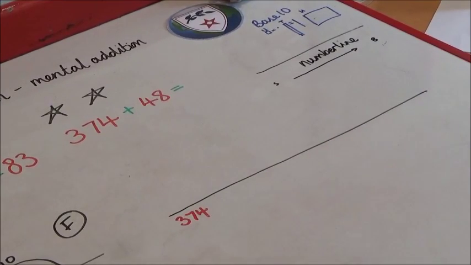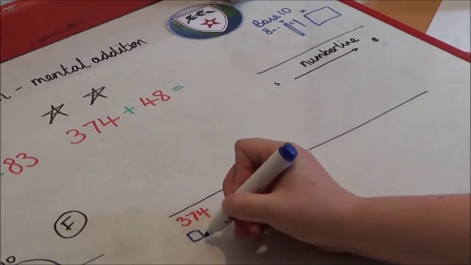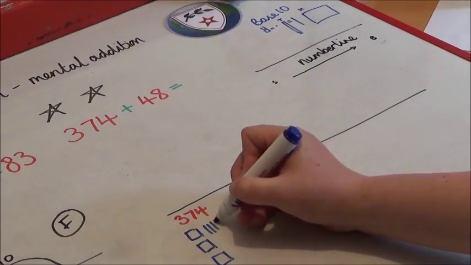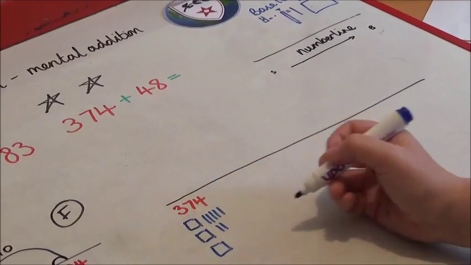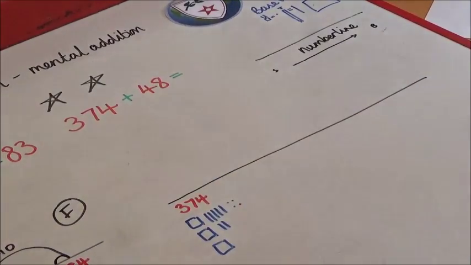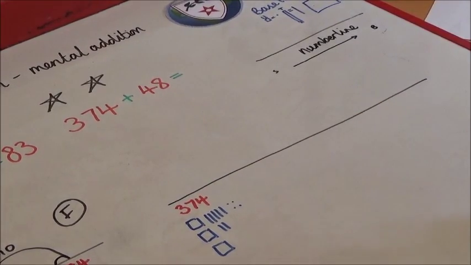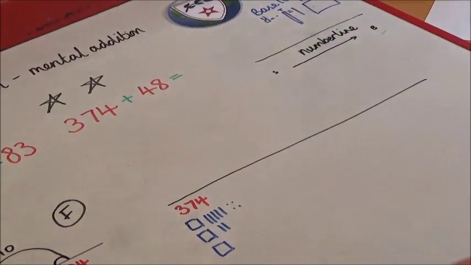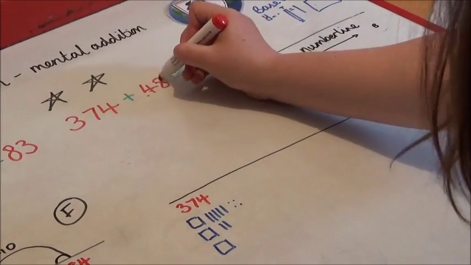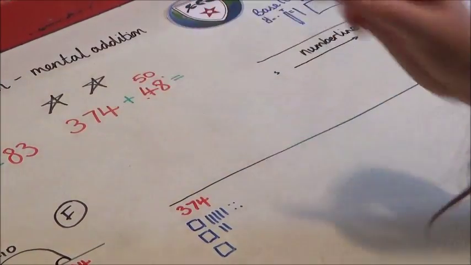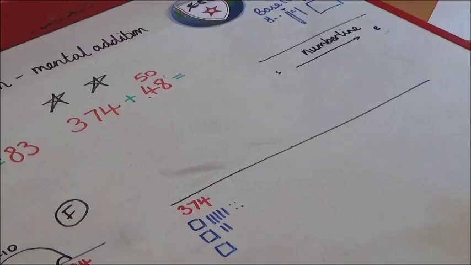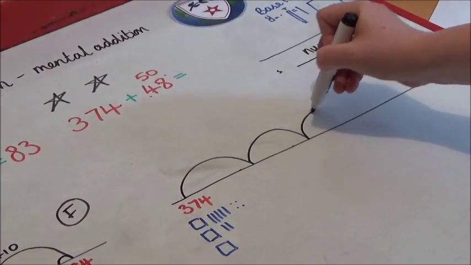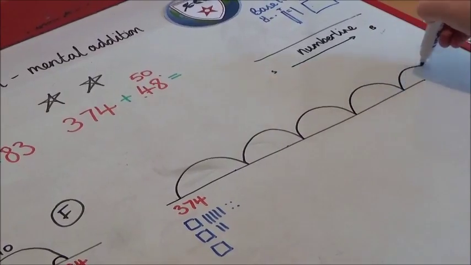I'm going to use my base 10, and I'm going to draw out my 300s. 1, 2, 3, 4, 5, 6, 7, 7 tens, and 4 units. Now, I'm going to use my fluency strategy and go, hang on a second here, 48 is pretty close to 50. In fact, it's just 2 away. So I'm going to add 5 tens to this. 10, 20, 30, 40, and 50.